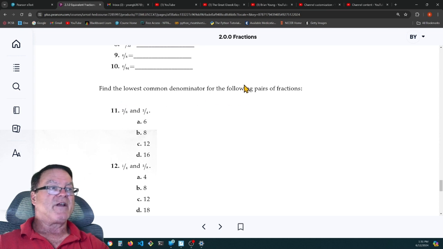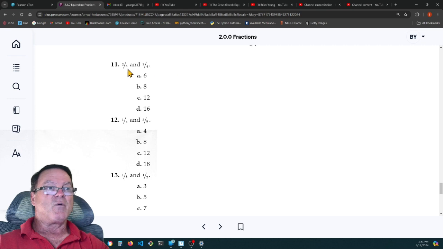Find the lowest common denominator for the following pairs of fractions. So we want to find a denominator, the number on the bottom, that is the lowest common denominator for 6 and 4. And I would say 4 times 6 is 24. But I could say 4 times 3 is 12. And 2 times 6 is also 12. So we could have 12 as a common denominator. We could multiply 2/6 by 2/2. And we could multiply 3/4 by 3/3. And we'd end up with a denominator of 12.